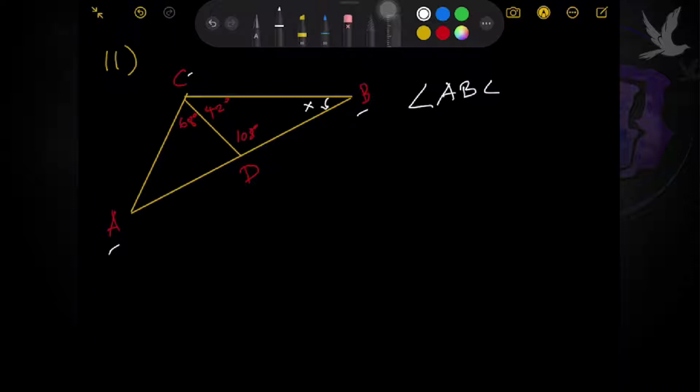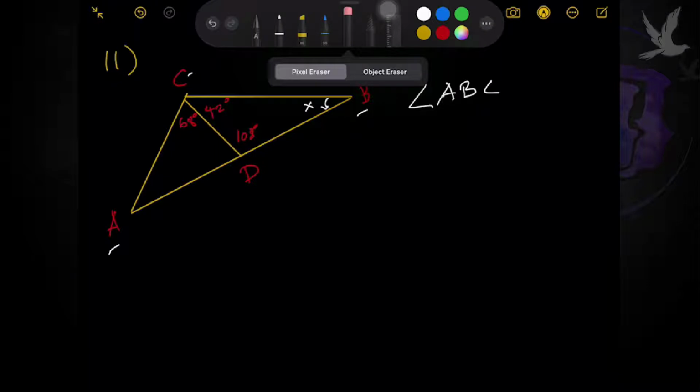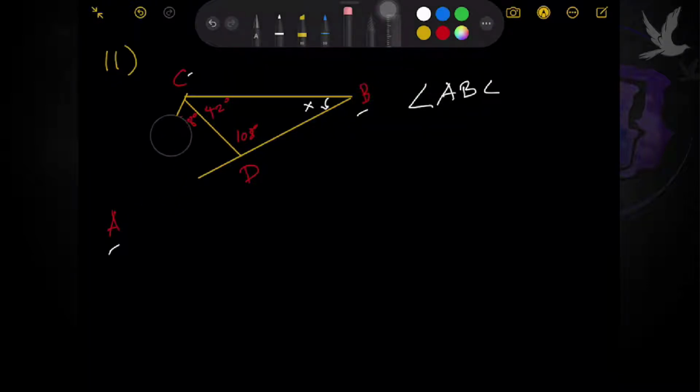So, kung mapapansin nyo, if we are going to remove this part, kung tatanggalin natin to, you can already basically solve for this angle here. Diba? Without even the need of having that angle kanina. I mean, yung triangle kanina doon.